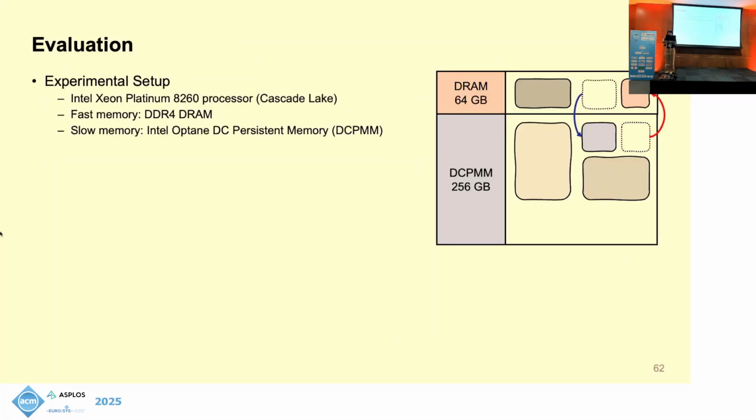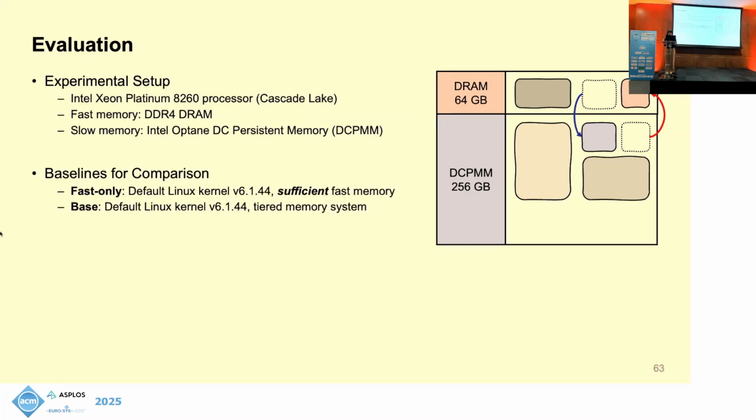Now let's jump into the evaluation section. We evaluated PET using the Intel Xeon processor with DRAM as a fast memory and the Intel DC persistent memory as a slow memory. We compared our work with various OS-level tiered memory management schemes.